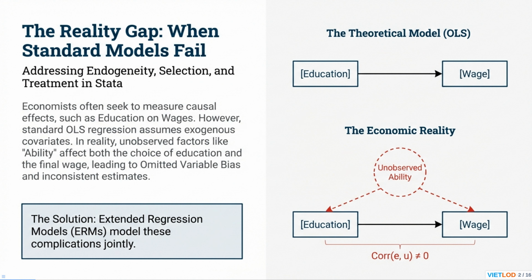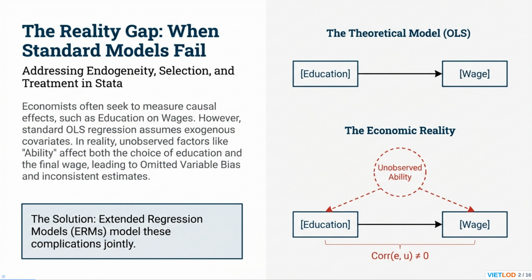Welcome. Today we're looking at why standard models often fall short of economic reality. In a theoretical OLS model, we assume a simple causal path from education to wage. However, the real world is more complex. Unobserved factors like ability act as confounders, influencing both the level of education attained and the resulting wage.